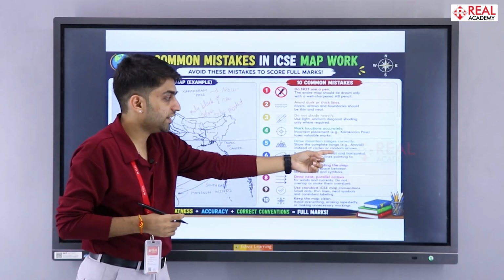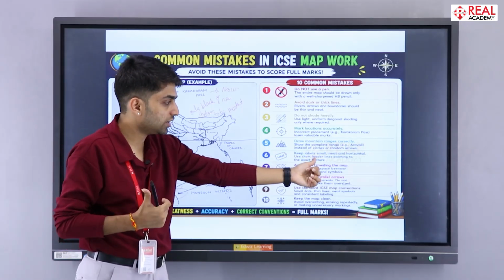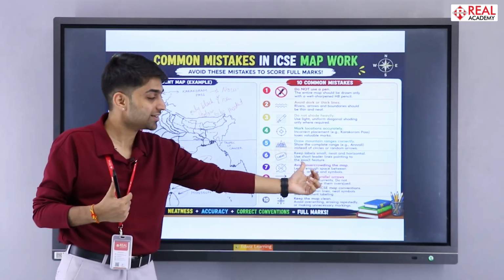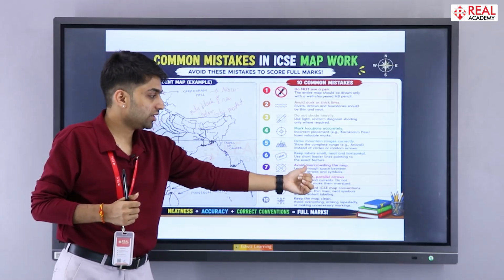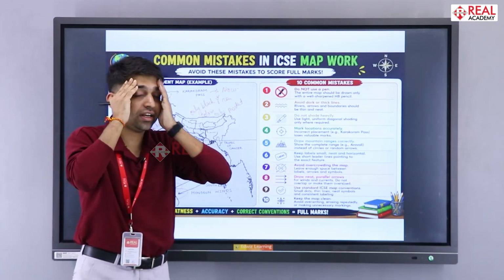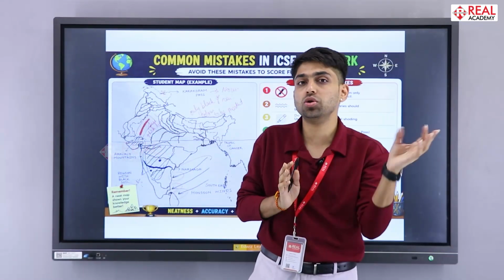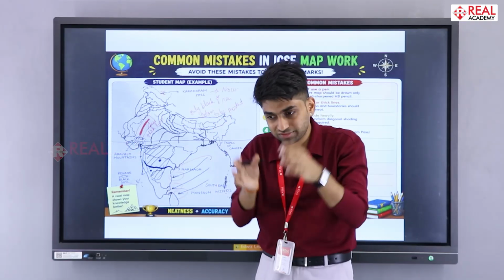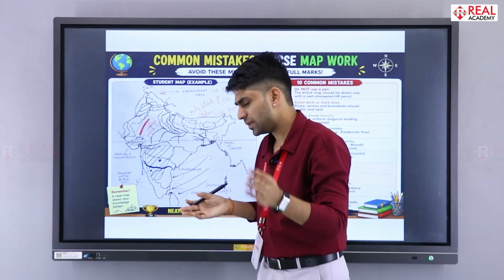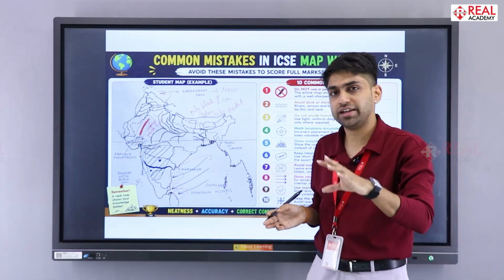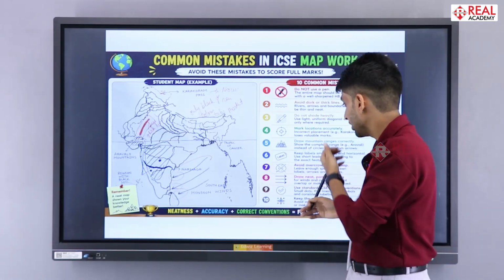Keep labels small, neat and horizontal. Use short leader lines pointing to the exact features. Avoid overcrowding the map. The map should be neat and spacious. Do not mingle everything in your map, otherwise it's going to look very untidy and unprofessional.